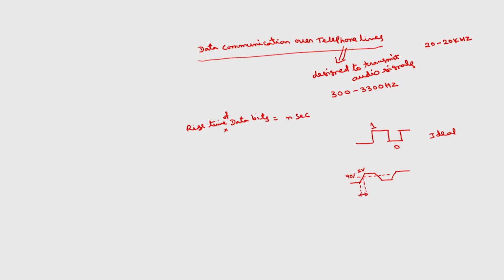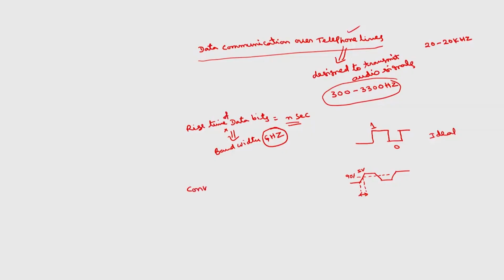This is going to decide the bandwidth of the digital data transmission system. It will be of the order of nanoseconds, so the bandwidth will be in the range of gigahertz. Then the question is how to transmit these large bandwidth signals over the small bandwidth telephone lines.